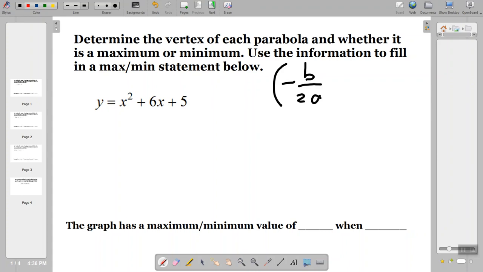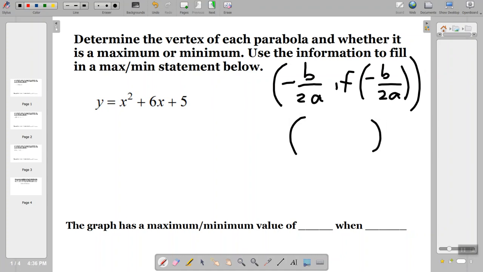Okay, and that was, we could do the opposite of b over 2 times a. That would give us the x, or the h value, and then we would substitute that x into the function. We do f of negative b over 2a to get the y. So this gives us possibly a quicker way for finding the vertex. If we want to find the x, which is the h in vertex form, we're going to do the opposite of b over 2 times a.